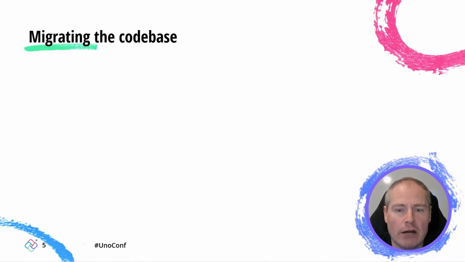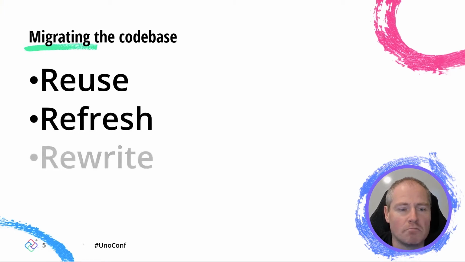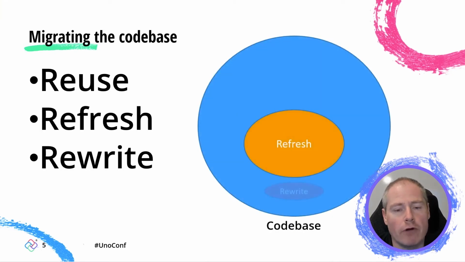When I'm thinking about migrating a code base, I typically think about three things. I want to maximize the reuse of the code. I want to refresh where it makes sense if I want to exploit new capabilities in the platform. And I want to rewrite as little as possible. Pragmatically, that looks something like this.